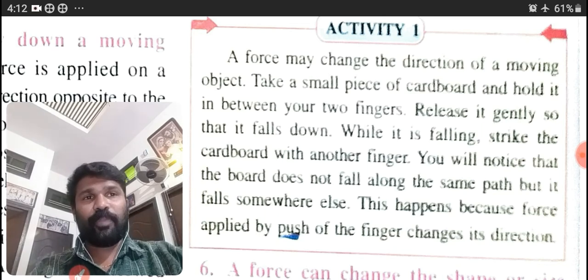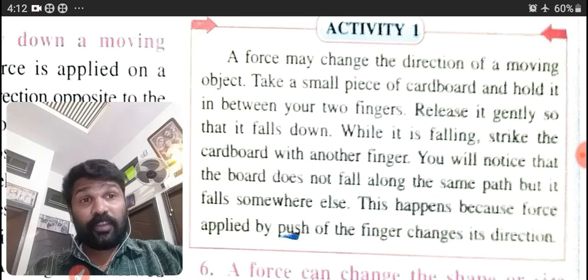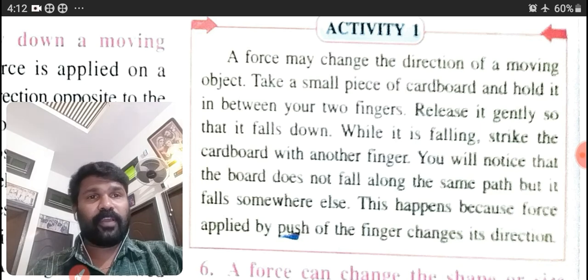Take a small piece of cardboard and hold it between your two fingers. Release it gently so that it falls down. While it is falling, strike the hard cardboard with another finger. You will notice that the board does not fall along the same path, but falls somewhere else.